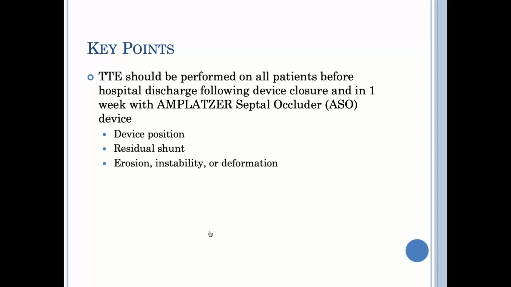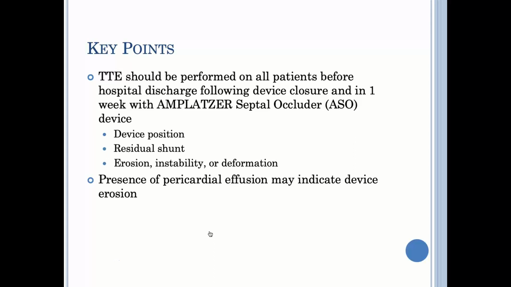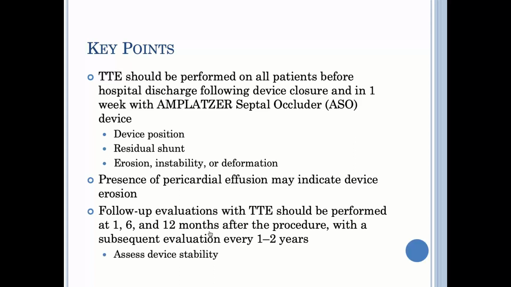With the atrial septal occluders, we look for device position, any residual shunt, any evidence of complications, and that's usually done before hospital discharge and then following 1 week based on the guidelines. And if there's presence of pericardial effusion, that could be a sign that there may be device erosion already, even if it's a small or moderate size effusion.